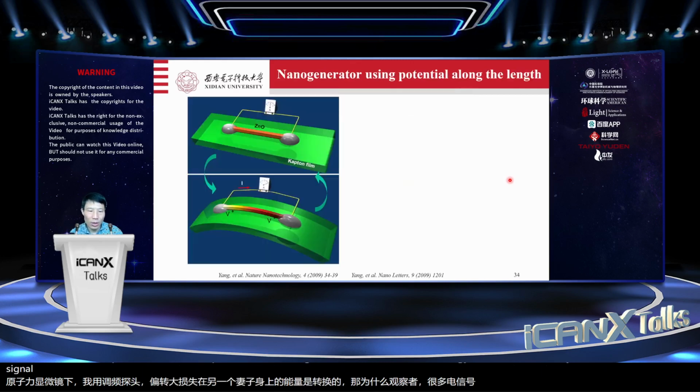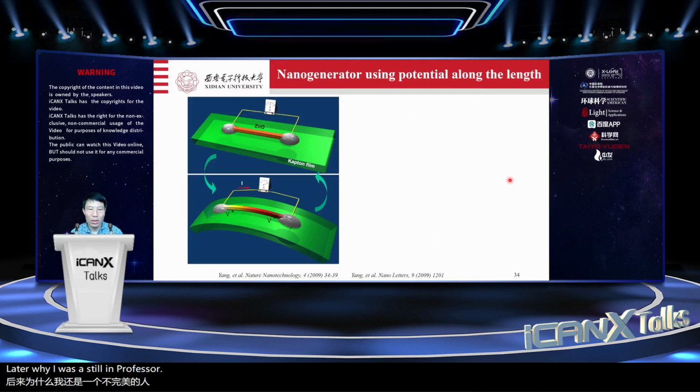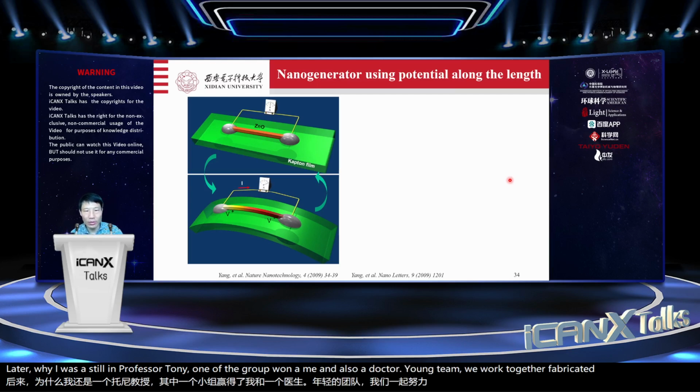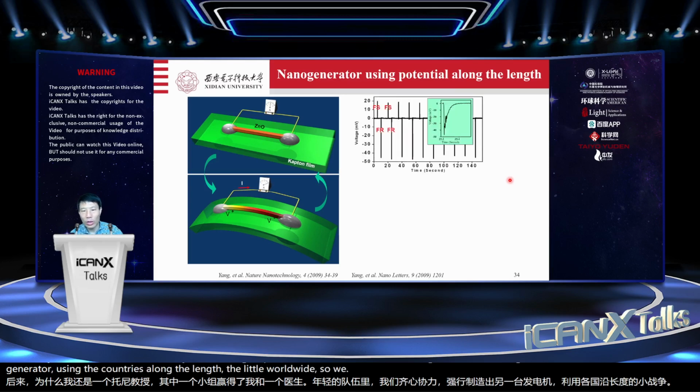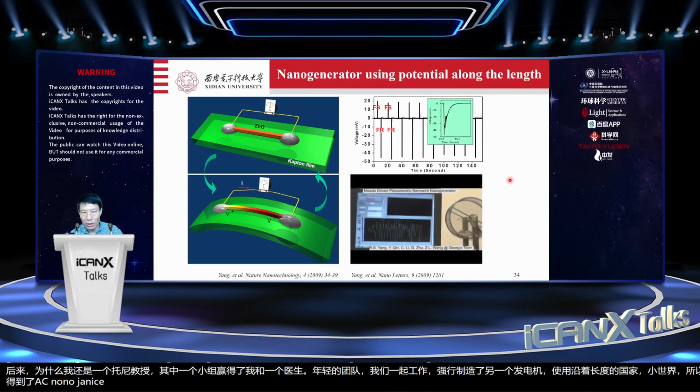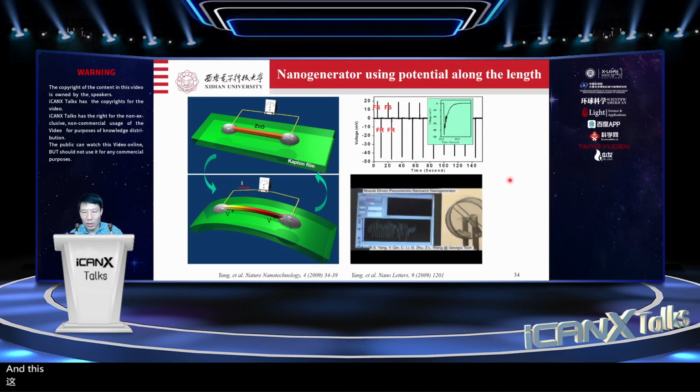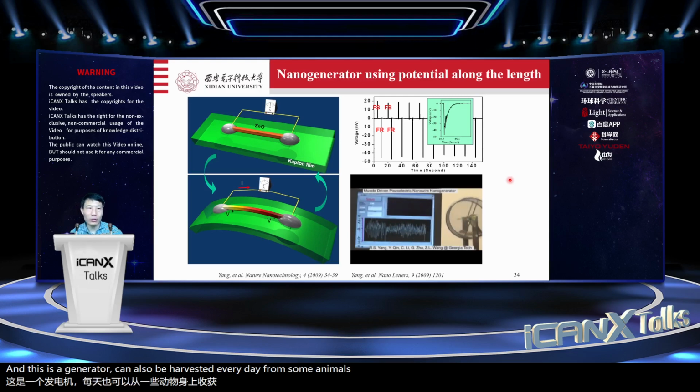Later, while I was still in Professor Wang's group, me and also Dr. Yongqing worked together and fabricated the first nanogenerator using the potential along the length, the lateral one. So we got the AC nanogenerator. And this generator can also harvest energy from some animals, because of the biomotion.